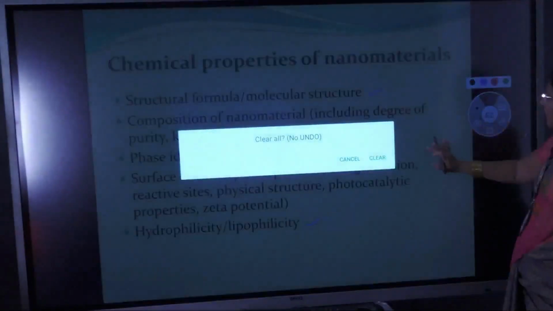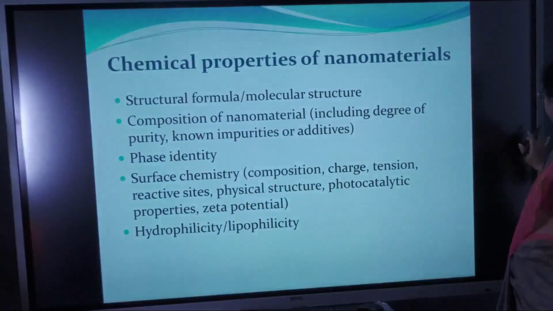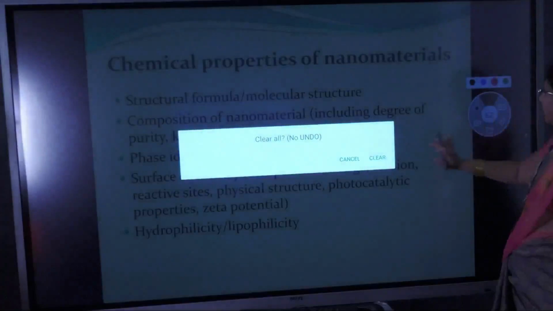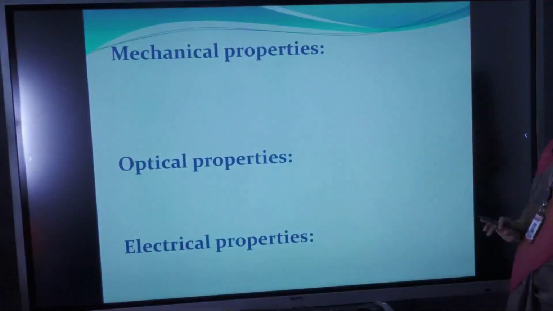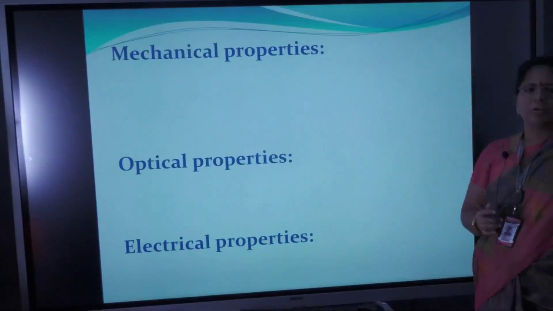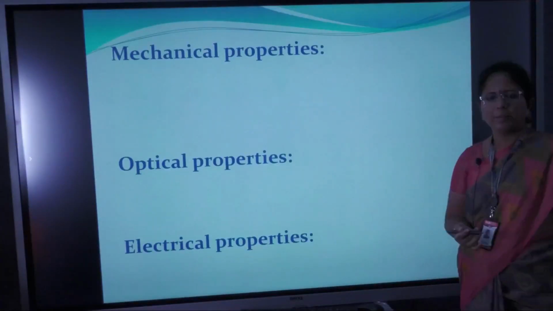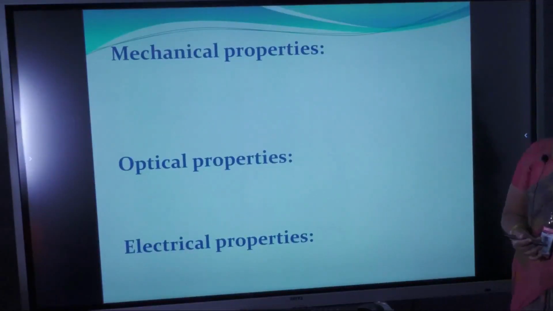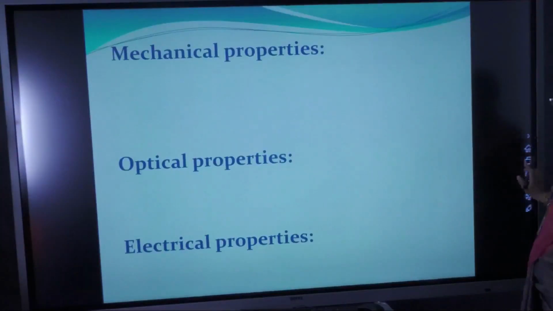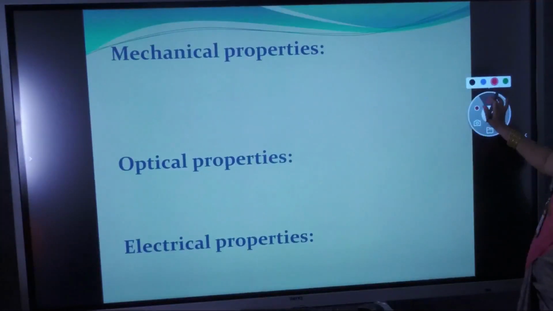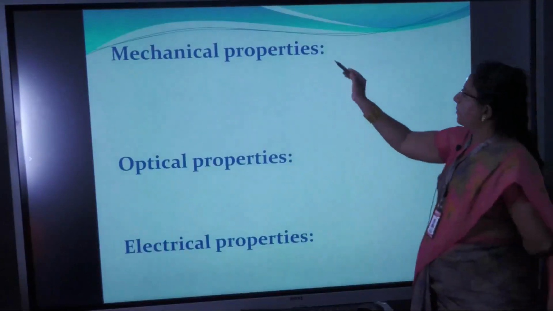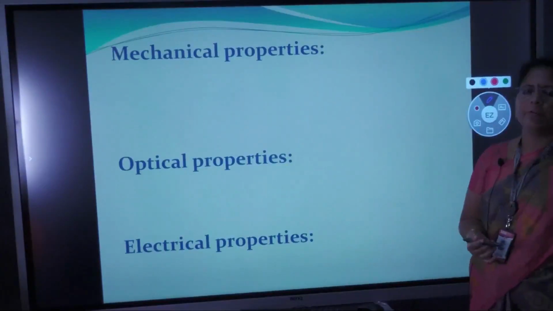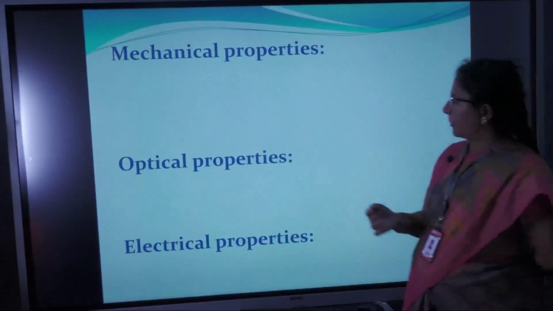In addition to this, there are some other properties like mechanical properties, optical properties and electrical properties, which we will discuss now. Up to now we have discussed the physical and chemical properties of nanoparticles. Coming to the mechanical properties: these are the physical properties exhibited by applying force on the nanoparticles. So what are these properties?